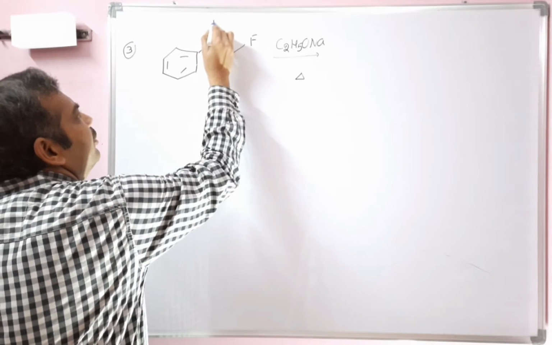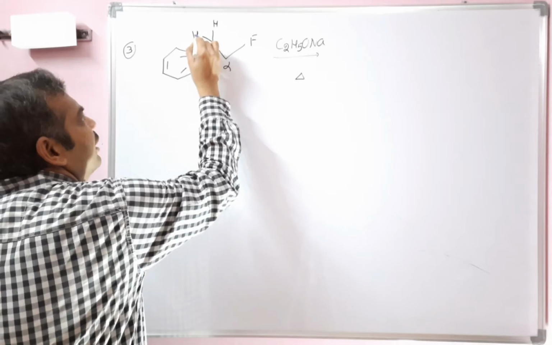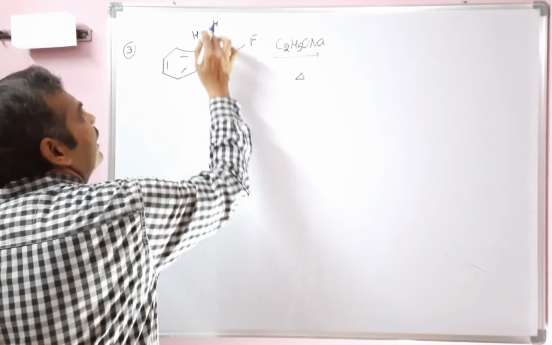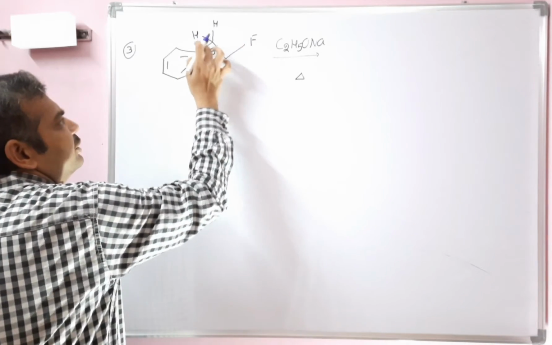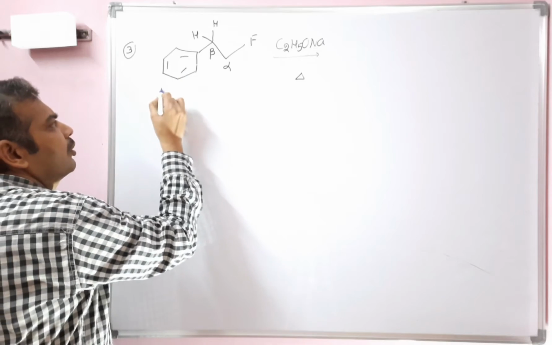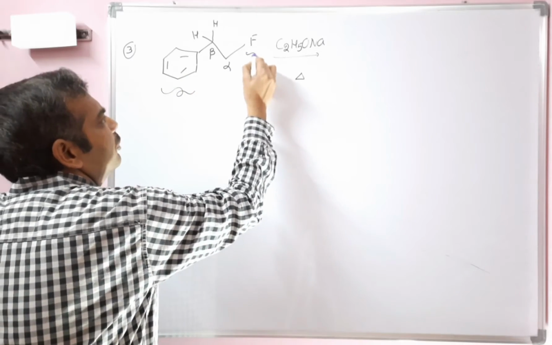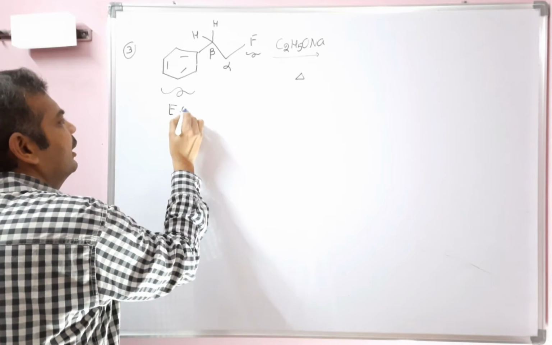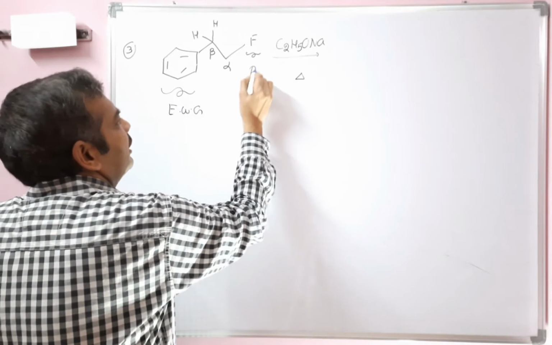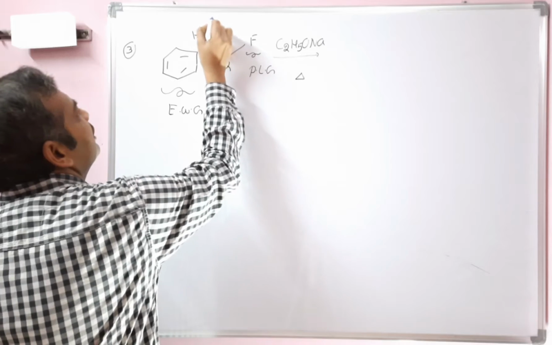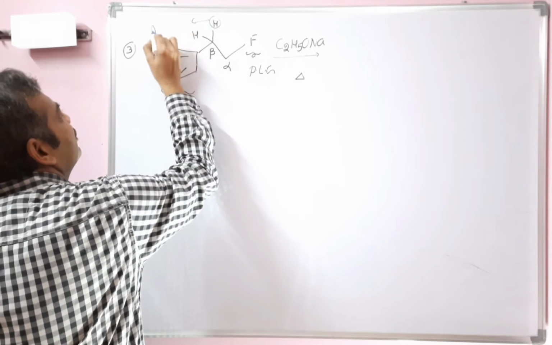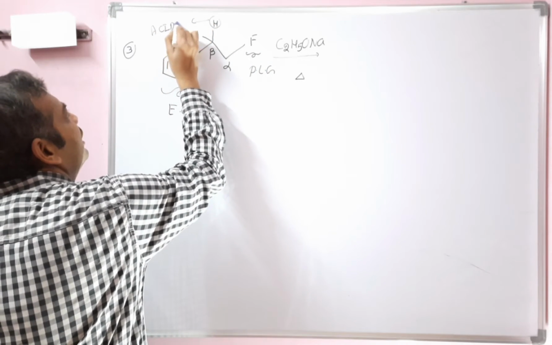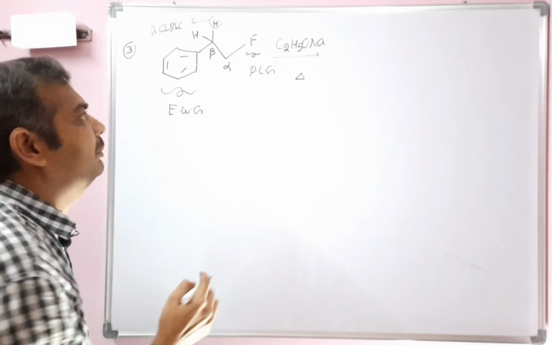So a beta hydrogen is available, which means it will undergo an elimination reaction, and this hydrogen is acidic. Why? Because the hydrogen-attached carbon is attached to an electron withdrawing group. A poor leaving group is there, an electron withdrawing group is there, so it will undergo the E1CB reaction. Two acidic hydrogens are there.